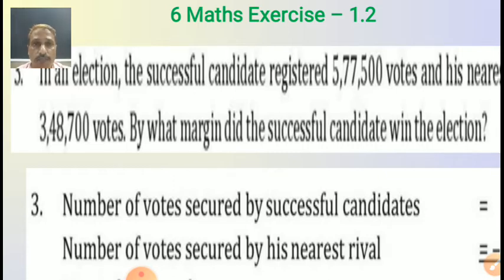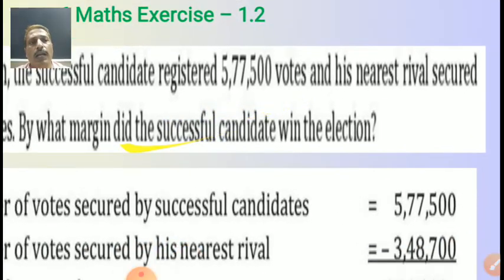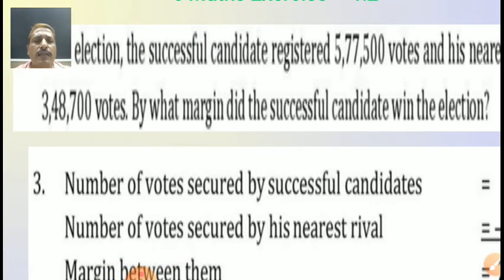Election का मतलब? Yes. Just now we had an election, and a number of candidates were there, and when the result was declared, they said this many votes were got by this candidate and this many votes by that candidate. And his nearest rival secured, rival means उसका नजदीक वाला, student, 3,48,700 votes. By what margin did the successful candidate win the election?